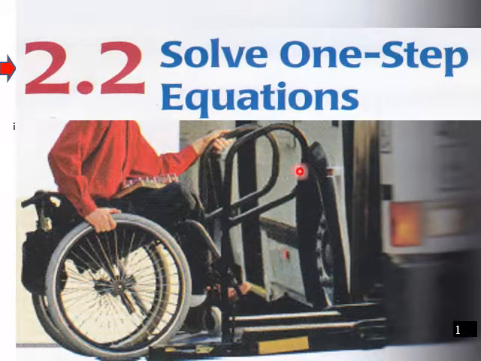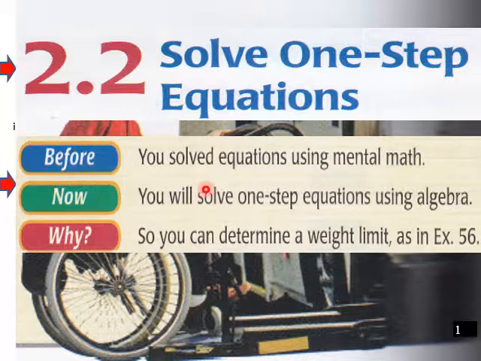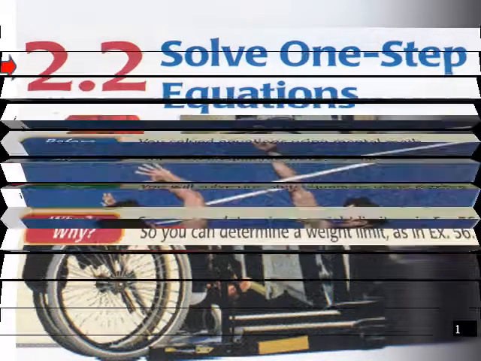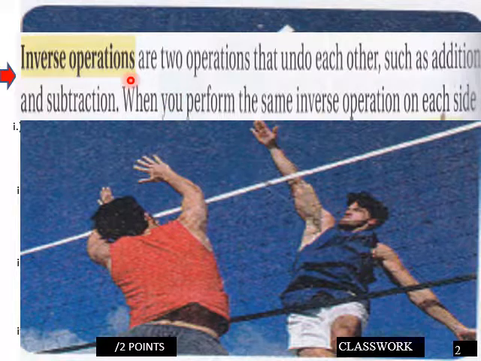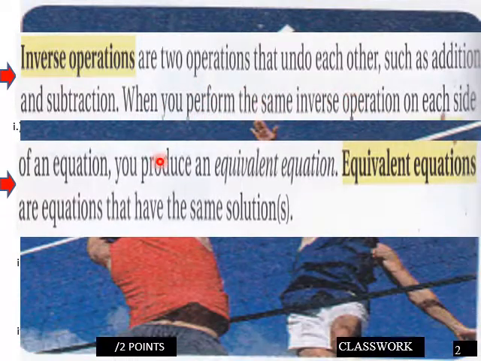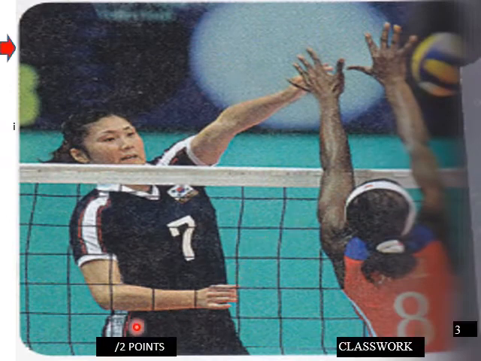Okay, so into our lesson 2.2, solve one-step equations. You've solved equations using mental math. You will solve one-step equations using algebra this time. Okay, so inverse operations are two operations that undo each other, such as addition and subtraction. When you perform the same inverse operation on each side of an equation, you produce an equivalent equation. The equivalent equations have the same solution.